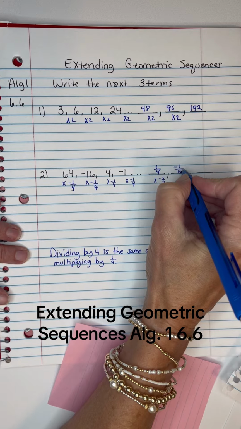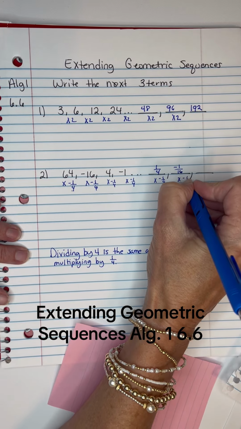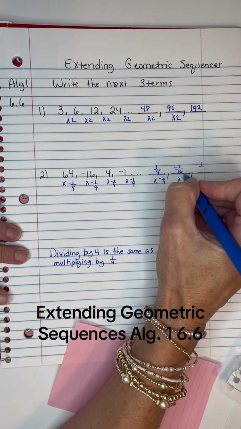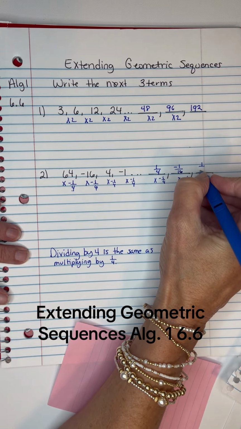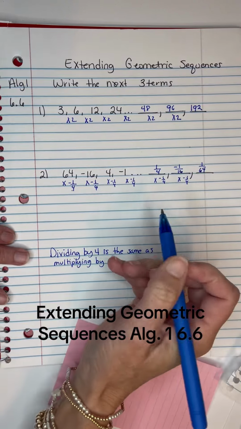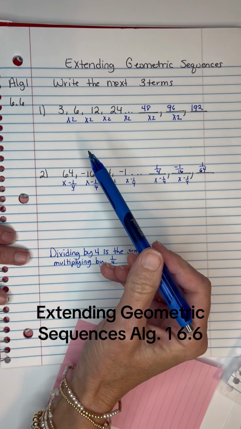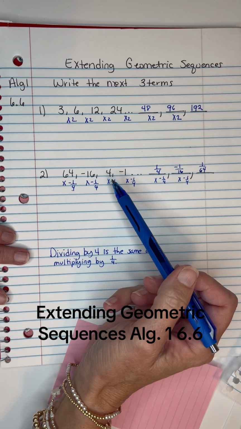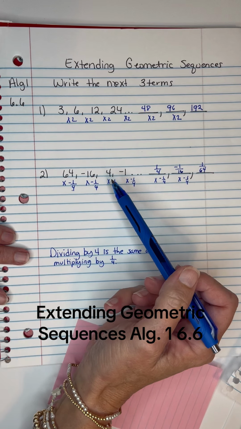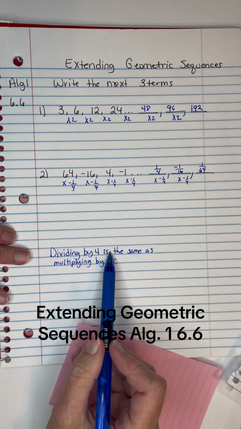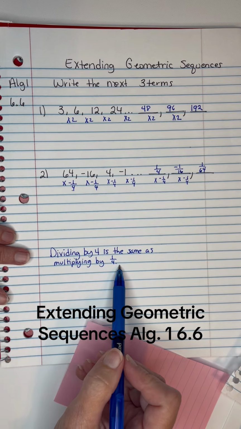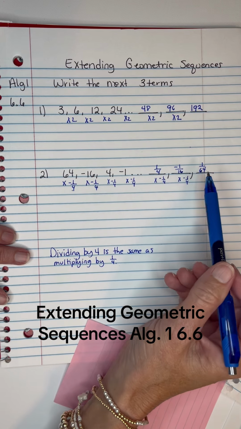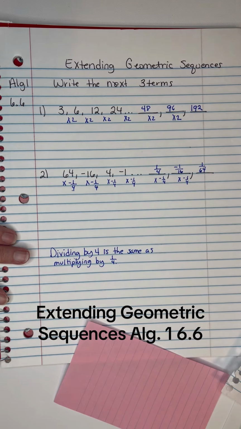And if I take negative 1/16 and multiply by negative 1/4, a negative times a negative is a positive, so I've got 1, and 16 times 4 is 64. Keep in mind that when the terms of the geometric sequence alternate between positive and negative, the ratio will be negative. Dividing by 4 is the same as multiplying by 1/4. The next three terms were 1/4, negative 1/16, positive 1/64.